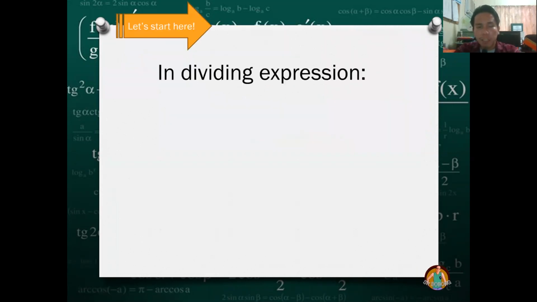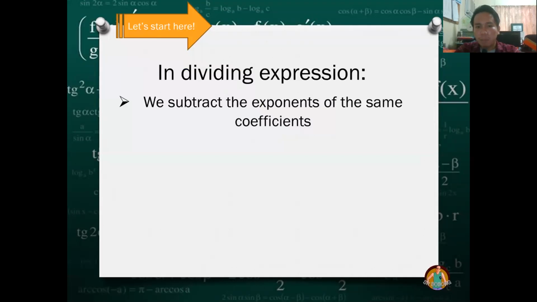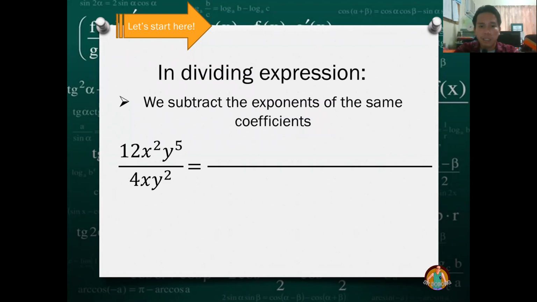In dividing expressions, please take note that we subtract the exponents of the same coefficients. So why do we subtract? Okay, let's have this illustration. 12x squared y to the fifth power over 4xy squared. So first, let's factor out our coefficients.